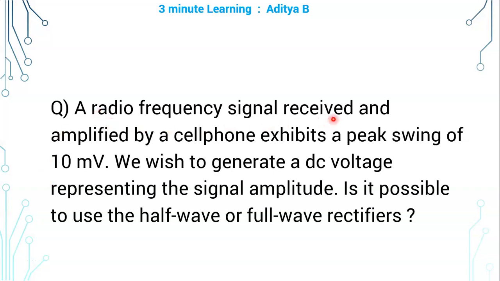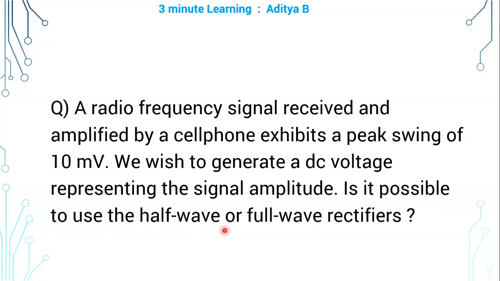A radio frequency signal received and amplified by a cell phone exhibits a peak swing of 10 millivolts. That is, the peak to peak amplitude is 10 millivolts. The peak amplitude of any one half cycle is 5 millivolts, that is 0.005 volts. We wish to generate a DC voltage representing the signal amplitude.